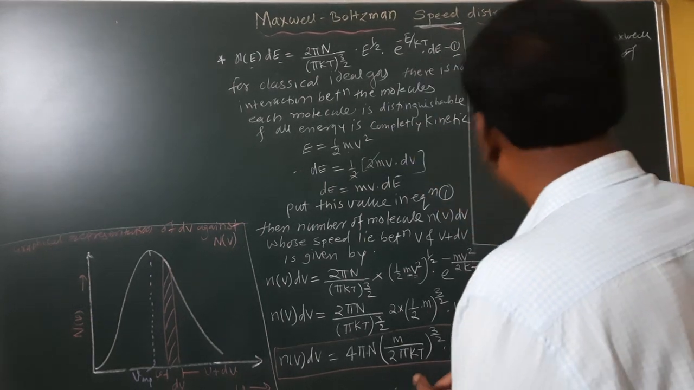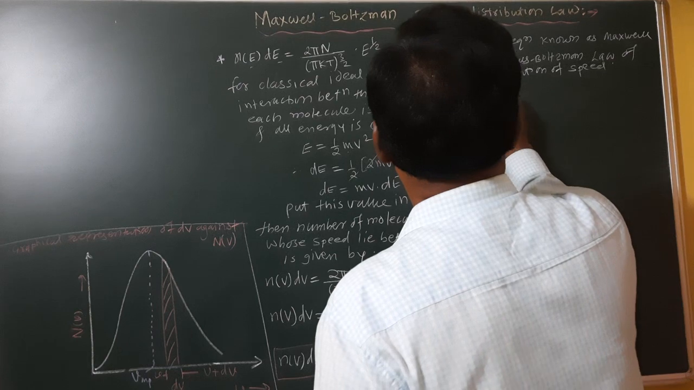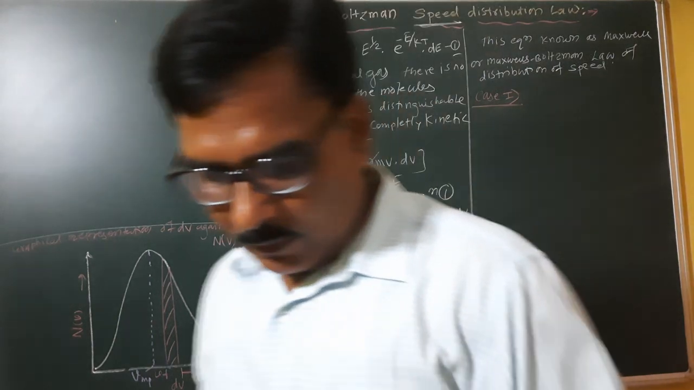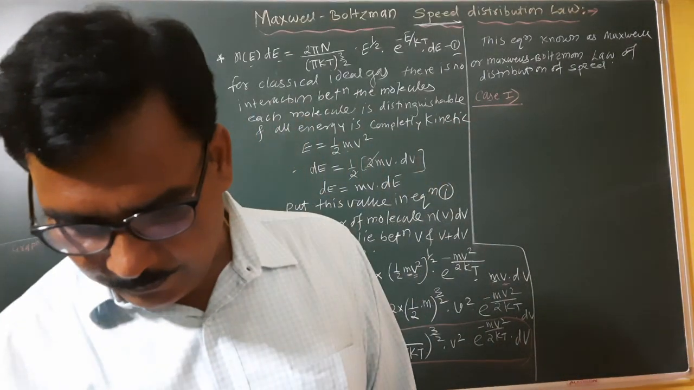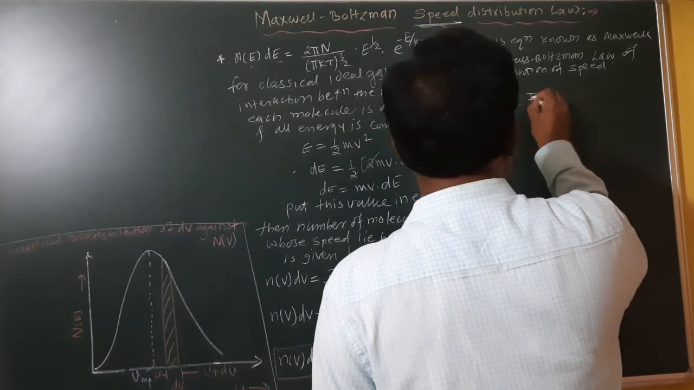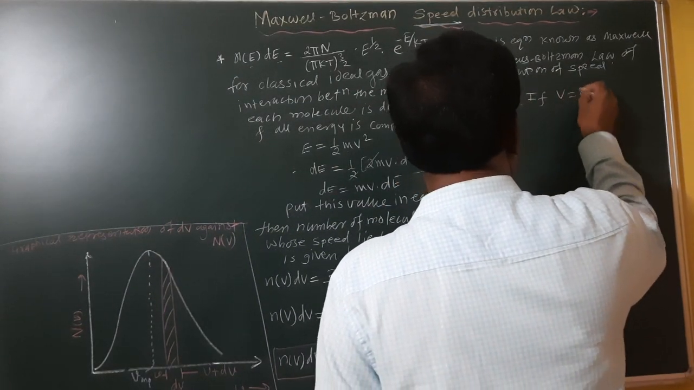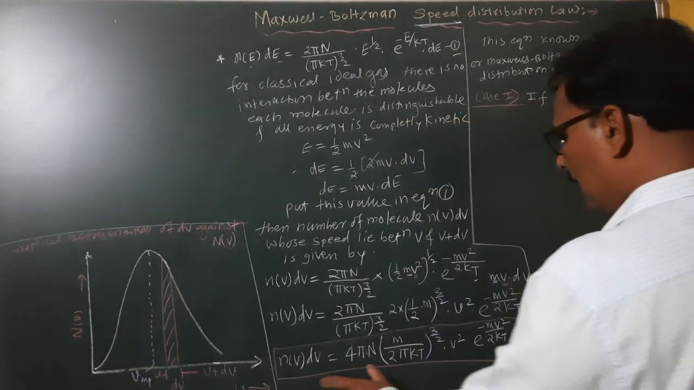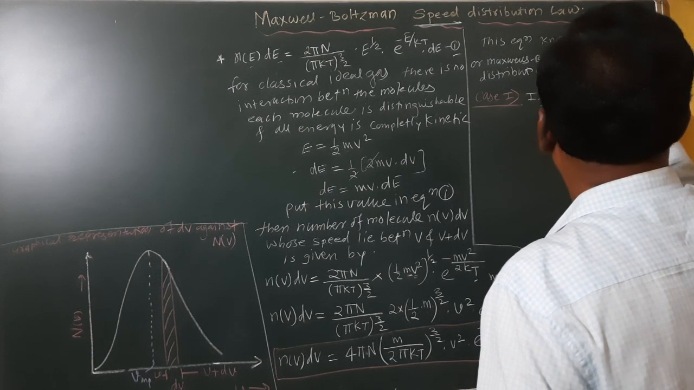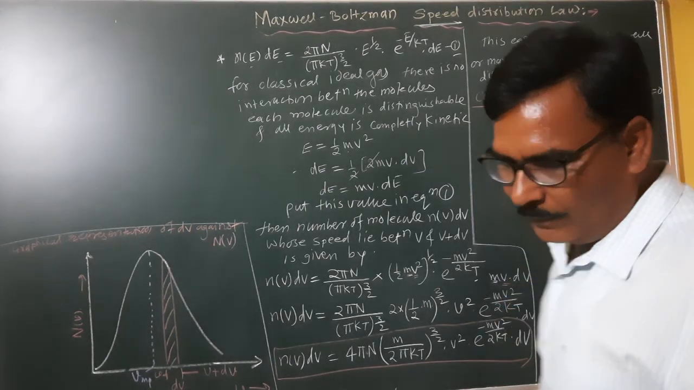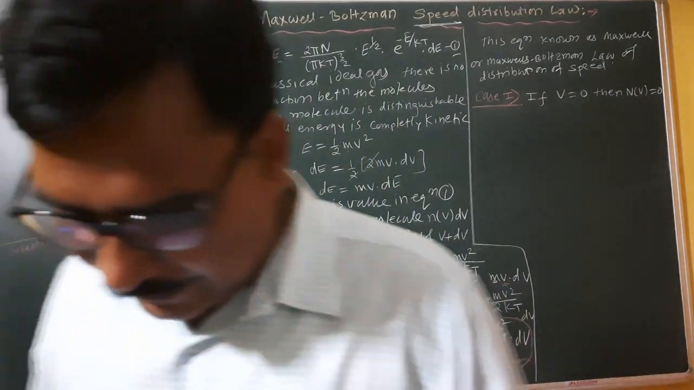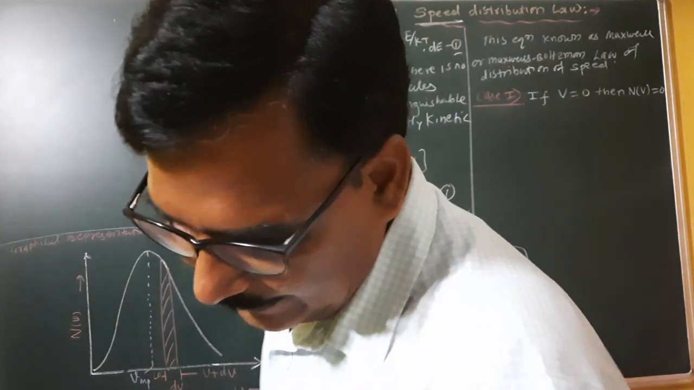Now case number 1. In the Maxwell-Boltzmann distribution, we have to consider that if V is equal to 0, then this factor is 0, and N of V is equal to 0. This means no molecule has a 0 speed.